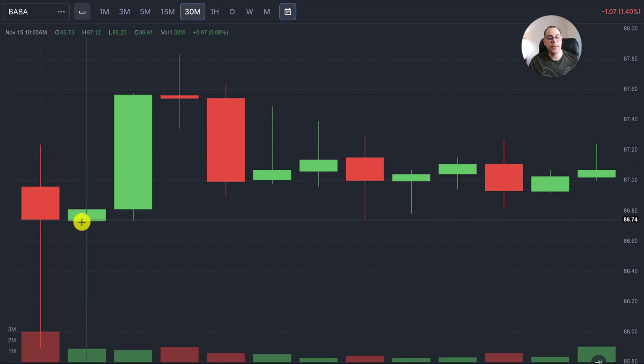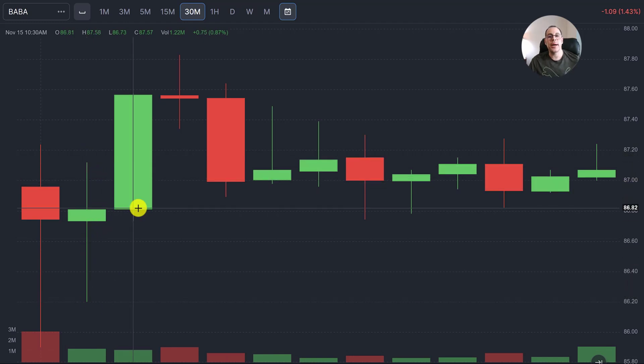And the next candlestick is green. So the opening is down here, 86.74, and the close, which is 10:30 a.m., is 86.81. And down here is the trading volume. So in that 30-minute time frame, 1.32 million shares were traded. And you could see how big the wicks were on this half hour also.